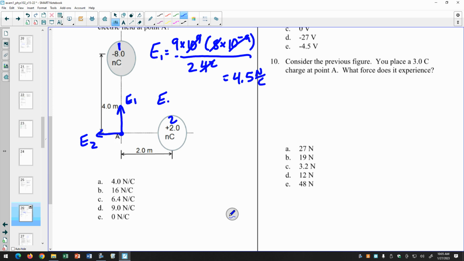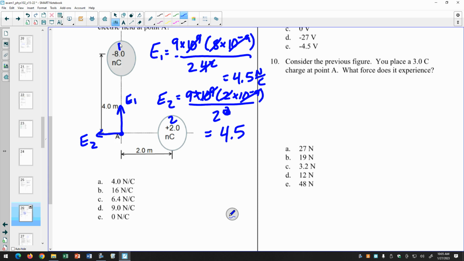And then E2 is equal to 9 times 10 to the 9th times 2 times 10 to the minus 9. I'm just doing KQ over R squared divided by 2 squared. Those cancel. This cancels with one of these, and I'm left with 9 over 2, and so that's equal to 4.5. Yeah, they are equal. So I have those two equal electric field vectors.